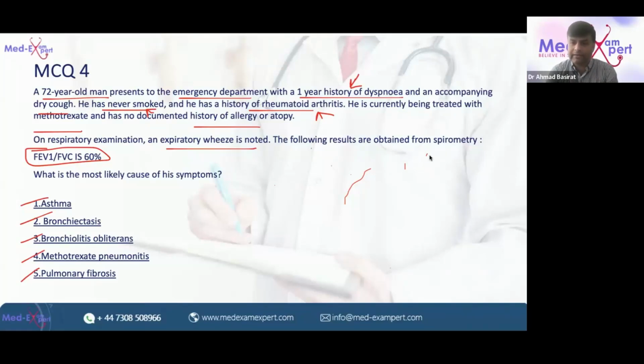Okay, let's see what you have answered here. Some of you have picked up pulmonary fibrosis. Some of you have picked up bronchiectasis. Some of you have picked up bronchiolitis obliterans. So there's a variety of options people have selected. Okay, good. You're trying. That's good. Your brain is working. That's good. What is the most likely cause of his symptoms?